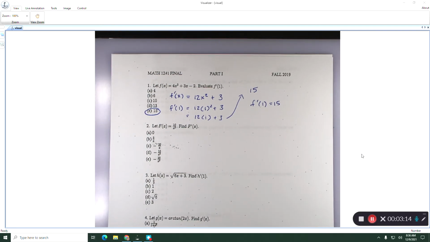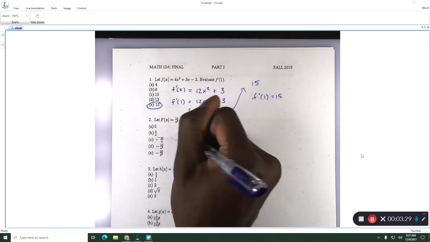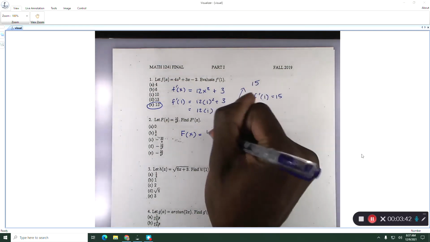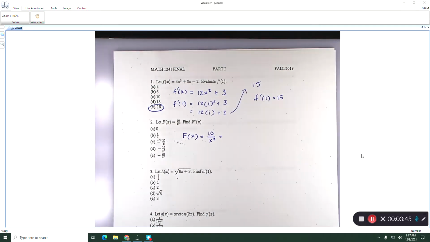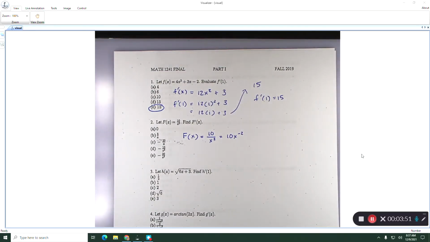Next problem, another derivative problem. We have f of x equals 10 divided by x squared. It says find f prime of x. For this problem, I will rewrite the function simply because it is in a way that doesn't lend itself for me personally to find the derivative very easily. So I'm going to rewrite 10 over x squared. That is the same thing as 10 times x to the negative 2 power. I'm using a little bit of exponent rules, or laws or properties, whatever you may call it.